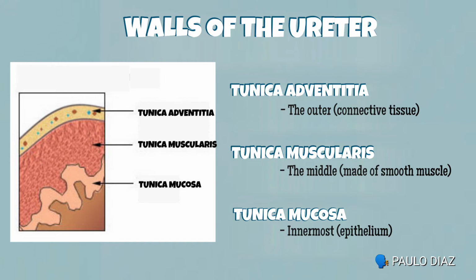First, we have the tunica adventitia, that is the outer or connective tissue. Second, we have the tunica muscularis, that is found in the middle, that is made of smooth muscle. And lastly, we have the tunica mucosa, which is the innermost. So those are the walls of our ureters.